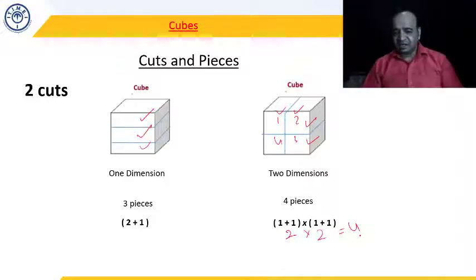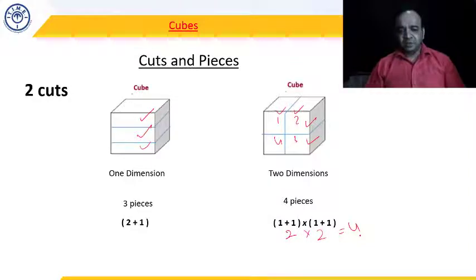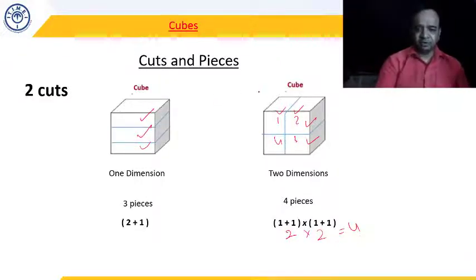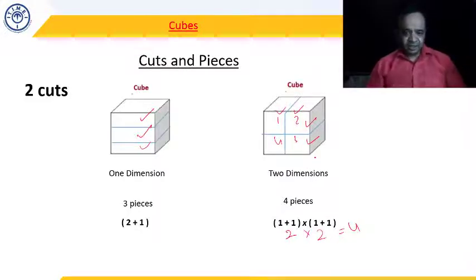So this is another conclusion we can make here: the total number of pieces is equal to the multiplication of the number of pieces along the dimensions. In this case, we have two pieces along this dimension, two pieces along this dimension, and the total number of pieces is 2 into 2, that is equal to 4 pieces. And the number of pieces along one particular dimension is equal to 1 more than the number of cuts, that is number of cuts plus 1. This is the conclusion we have made till now.